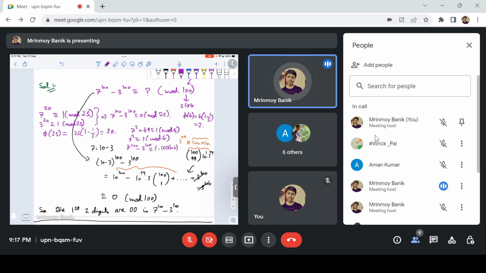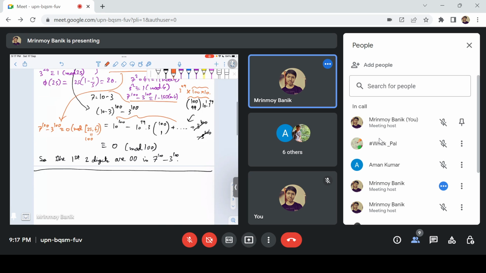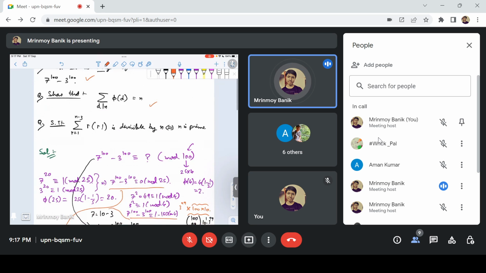Right, and then from these two equations, we can conclude 7^100 minus 3^100 is 0 mod the LCM of 25 and 4, which is 100 in this case. So in that way, you can also proceed. So that's for the first problem.